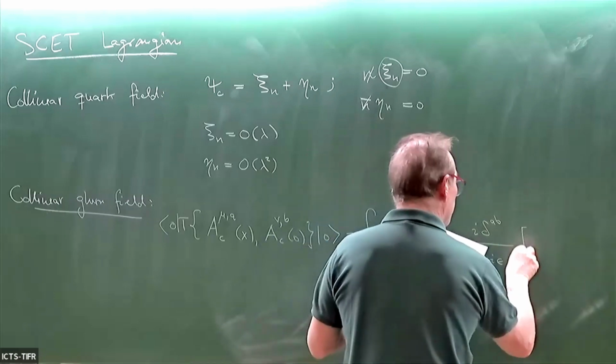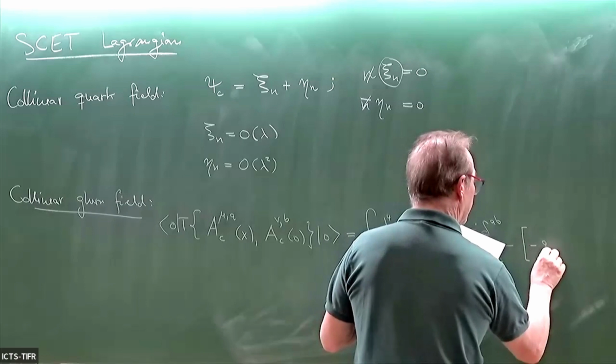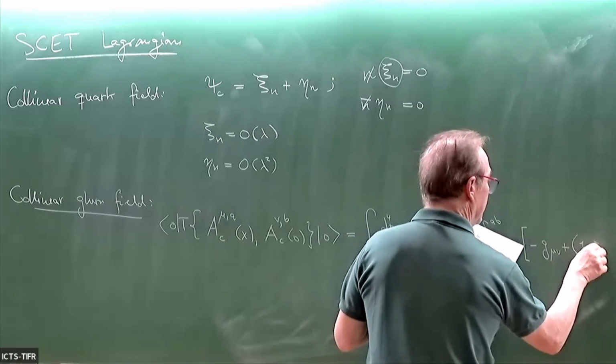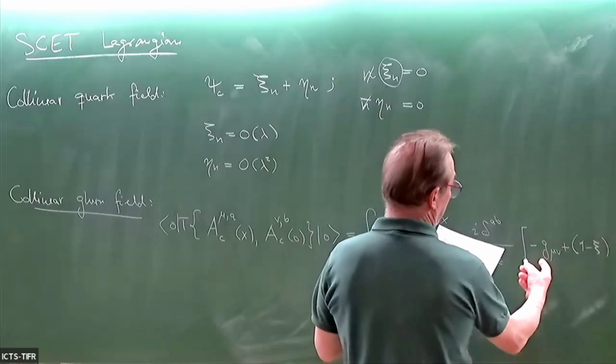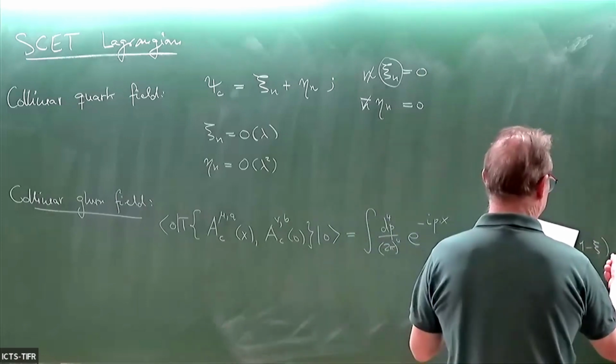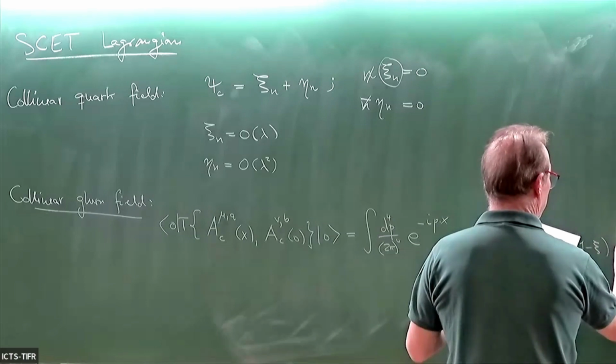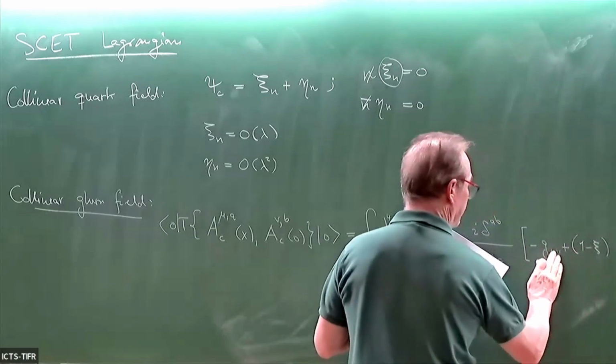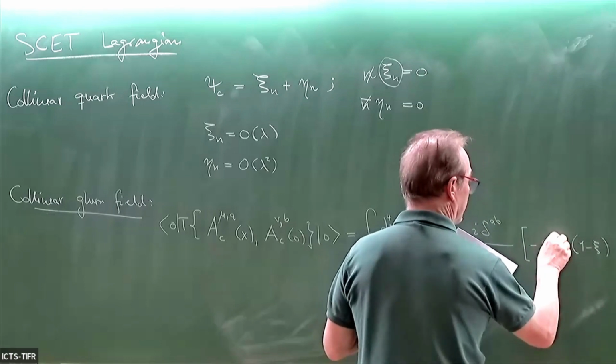And I'm not using Feynman gauge. I'm writing it in the most general form in covariant gauge, where the propagator has a minus g mu nu plus 1 minus xi p mu p nu over p squared. And I guess if I have the indices up here, I should also have them up here.